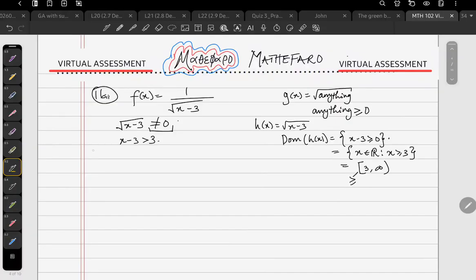inequality. So it means that the domain of f of x in this case is just the set of real values x such that x minus 3 is strictly greater than 0, and that is real values x such that x is greater than 3. So 3 is not among all real numbers that are greater than 3. And we can write that in interval notation as (3, infinity). Simple as that. What about the range?